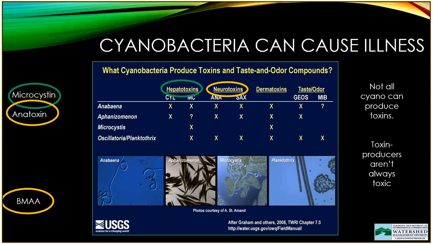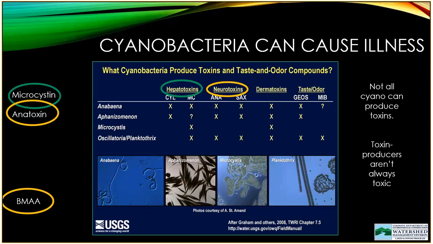On the left side of the slide, you can see four organism names, genera: Anabaena, Aphanizomenon, Microcystis, and Oscillatoria Planktothrix. Pictures of those are along the bottom. And then you can see that there's a series of X's associated with each of those names. Those X's indicate whether or not that particular cyanobacteria can produce that compound.